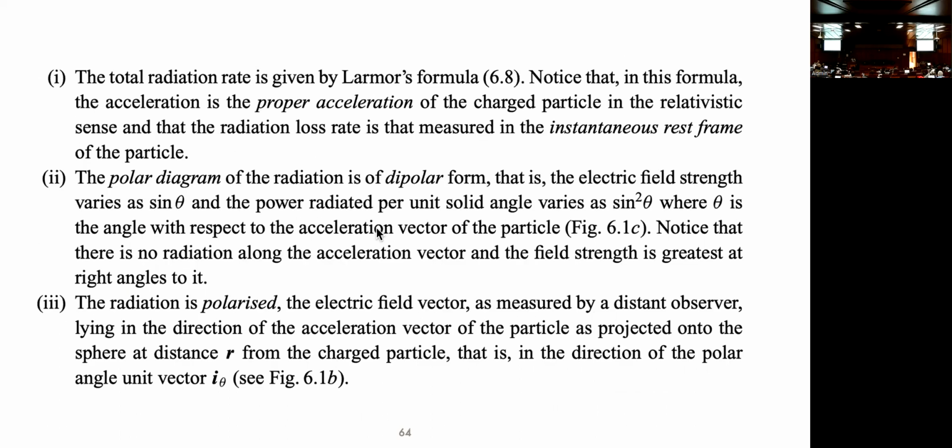From this, the total radiation rate is given by Larmor's formula. We notice that in this formula the acceleration is the proper acceleration, whereas for charged particles in the relativistic sense, the radiation loss rate is measured in the instantaneous rest frame of the particle. If you make a polar diagram, which I will come to a bit later, you can see the distribution of the photon field has a dipolar form. Radiation from a single accelerated electron will always be polarized, and I will come to that point again shortly.